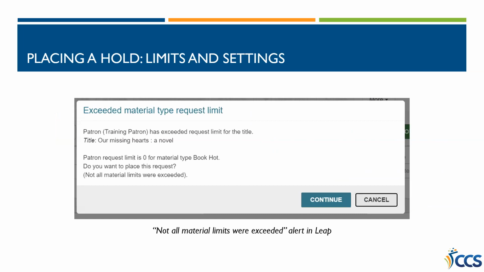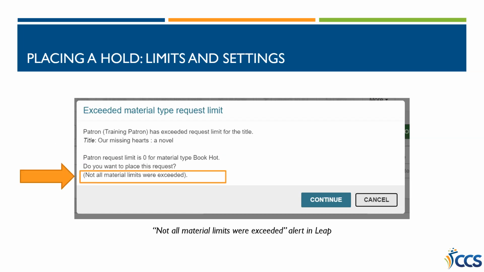So here's a screenshot, and I just want to kind of dissect this real quick. So we know the alert is telling us that the limit we're running into is tied to material type, right? Because it has exceeded material type request limit. And so it's not dealing with the patron's overall hold limit. And again, the nice thing about this message is that it does tell us what specific material type the limit is tied to. So this message here tells us the patron cannot pick up book hot items at this location. So none of the items with a book hot material type will be sent.